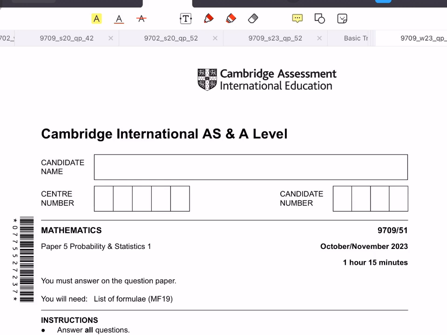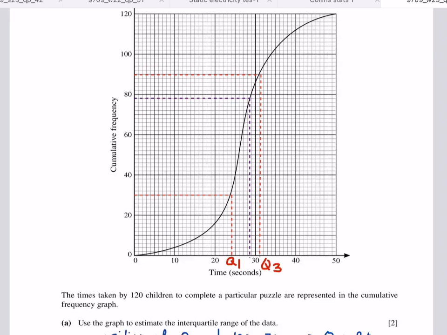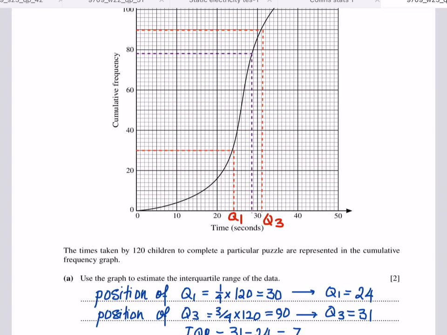In this video we are going to discuss paper 5 Probability and Statistics 1 taken from October-November 2023, paper 5.1. Question 1. The times taken by 120 children to complete a particular puzzle are represented in the cumulative frequency graph. A. Use the graph to estimate the interquartile range of the data.